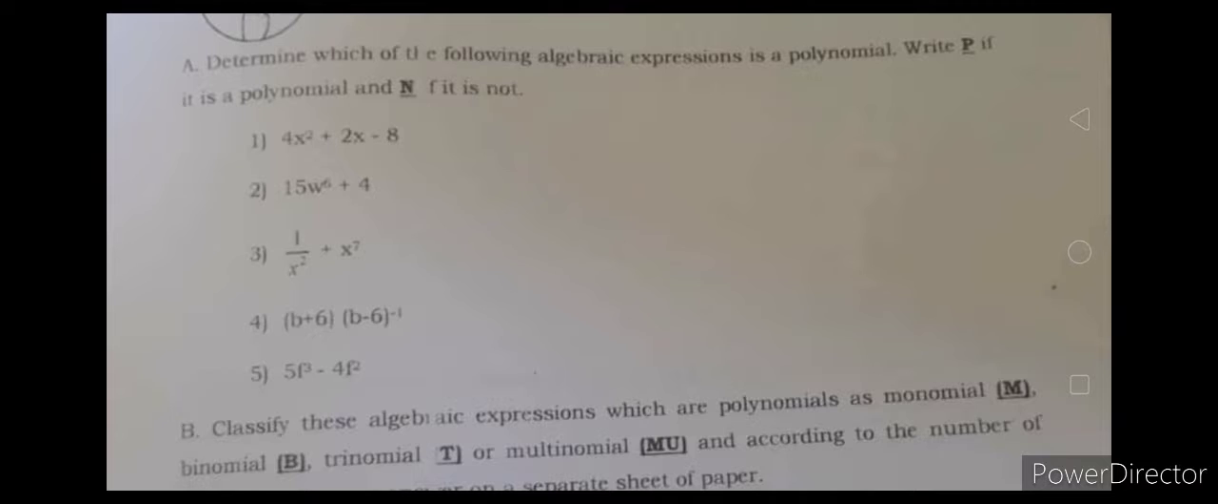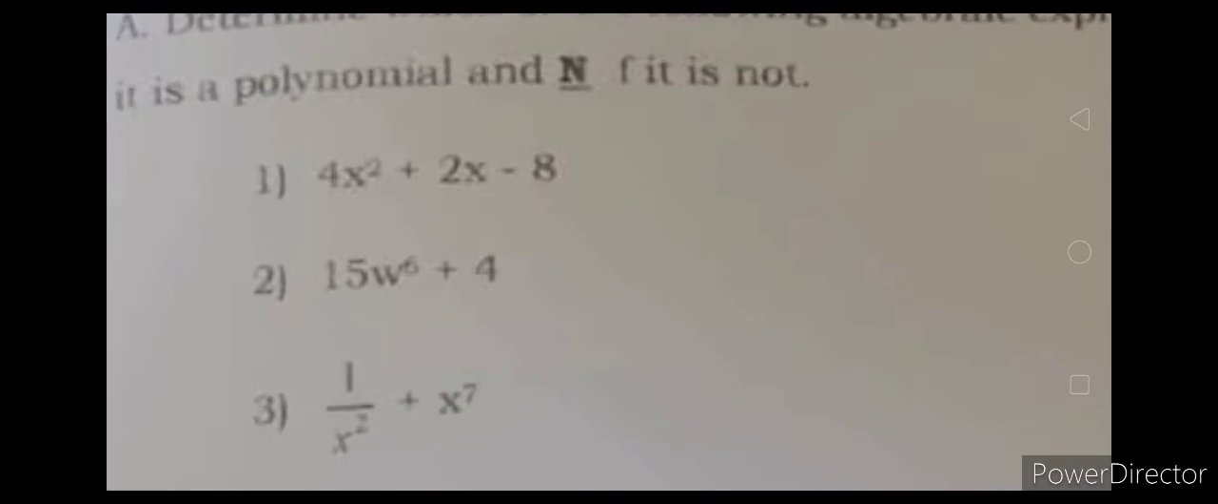So, to identify if the given algebraic expression is a polynomial or not a polynomial, mayroon tayong mga conditions. Number 1, condition is, titingnan nyo ang exponent. Exponent should be non-negative. So, hindi dapat negative ang exponent. Pag negative ang exponent dyan, hindi na yan matatawag na polynomial.